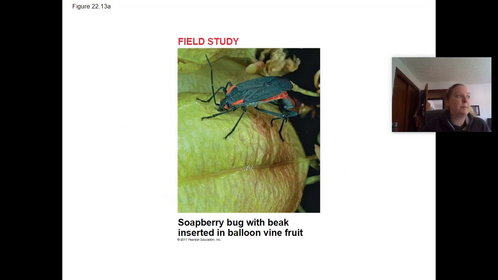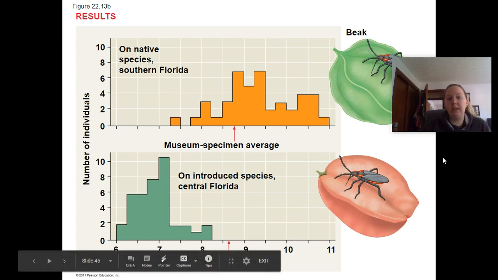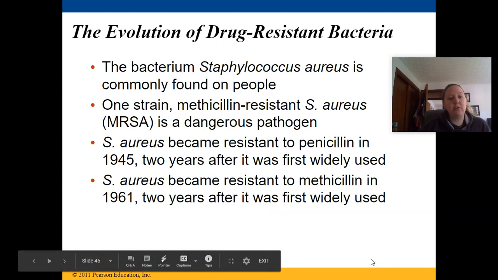So here is your soapberry bug. Just some graphs talking about the beak length based off of the number of individuals they studied and the food availability. The evolution of drug-resistant bacteria.